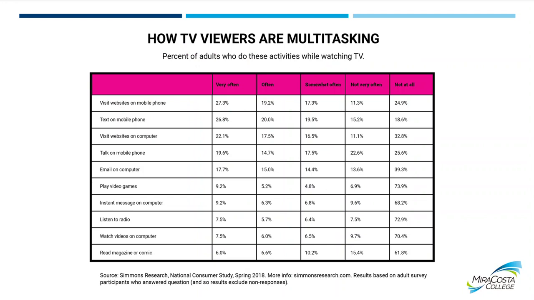So how TV viewers are multitasking. I don't know about you, but I'm always multitasking. If I'm watching TV, I am usually doing something else at the same time. So percent of adults who do these activities while watching TV: websites on their mobile phone, definitely me; texting on mobile phone, websites on computer, talking on the mobile phone, emailing, playing video games, instant messaging on the computer, listening to the radio. I don't really do that too much. Watching videos on the computer or reading magazines and comics. I know for sure these top 2 I definitely do very often while I'm watching TV.